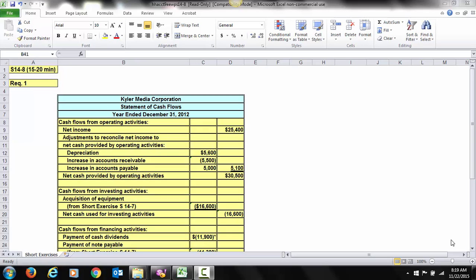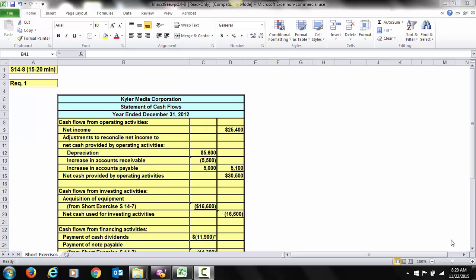Okay, we're going to continue on this time with short exercise 14-8 found on page 685 of your text. This is a continuation of the 14-7 exercise we just did in the previous video. And what I want to do now is just run through the various line items on this statement of cash flows, just so you know where things come from.